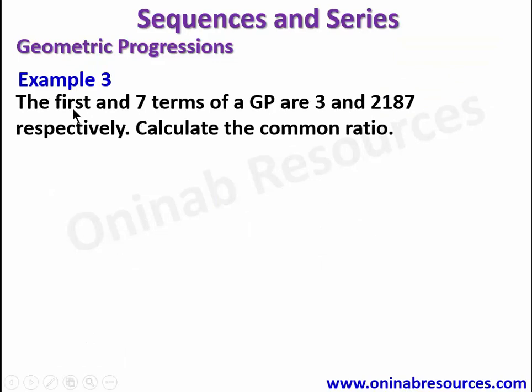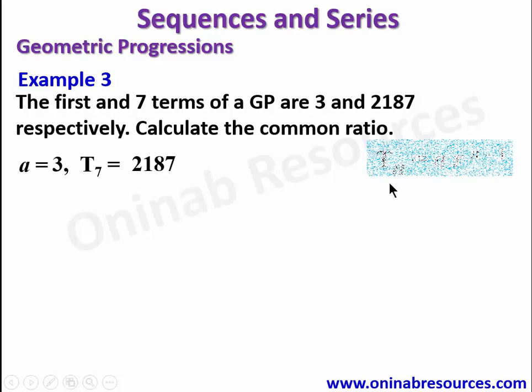For example 3, the first and seventh terms of a GP are 3 and 2,187 respectively. Calculate the common ratio. So still remembering our formula, what are we given in the problem? We are given the first term to be 3 and the seventh term, which is T7, to be 2,187. Bringing in our formula, Tn is AR raised to power n minus 1. Remember, we are given T7, which means n is equal to 7 there.